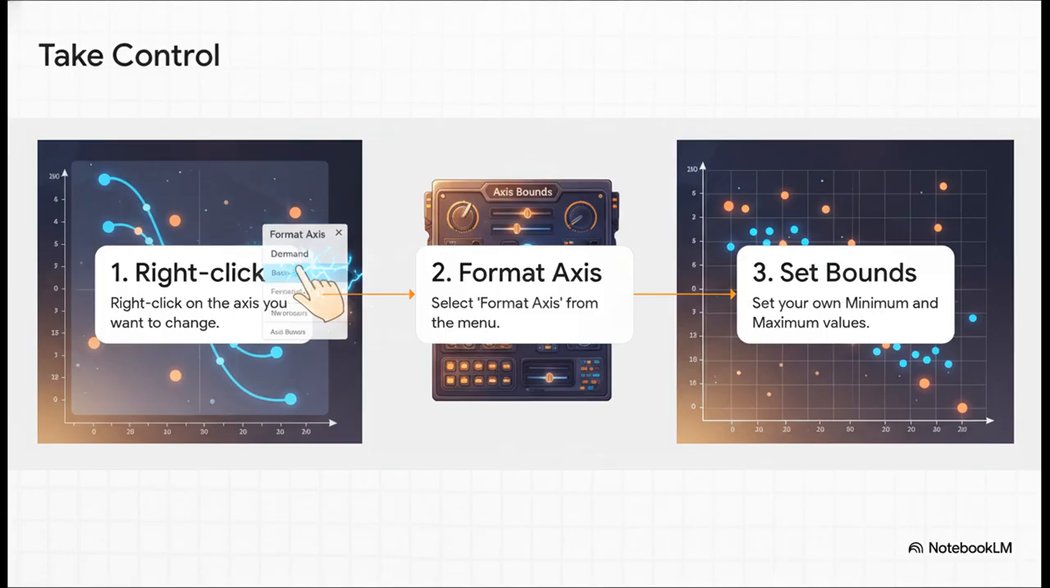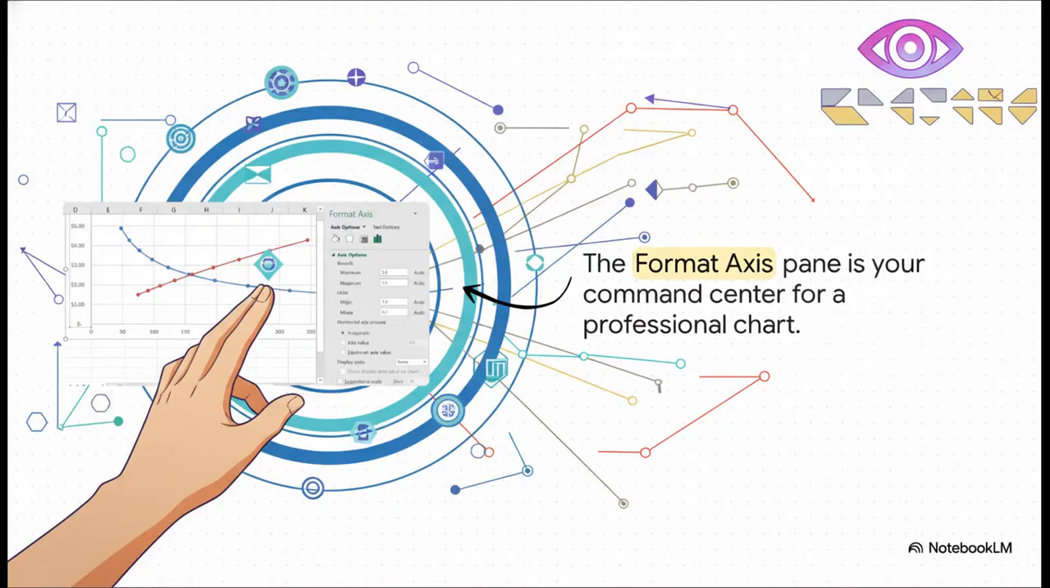All you do is right-click on the axis you want to change. From that little menu that pops up, just choose Format Axis. That opens up a whole control panel where you get to set your own minimum and maximum values, perfectly framing your data. Think of this Format Axis pane as your personal command center. You're in charge now. By setting your own boundaries, you're zooming in on the action, getting rid of all that dead space, and making your chart way more powerful. You're telling the software what's important, not the other way around.